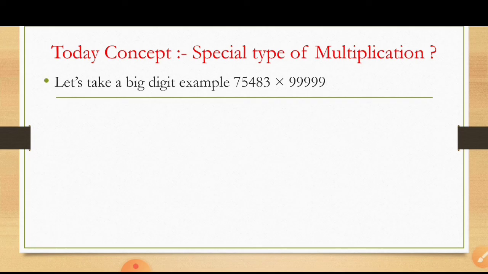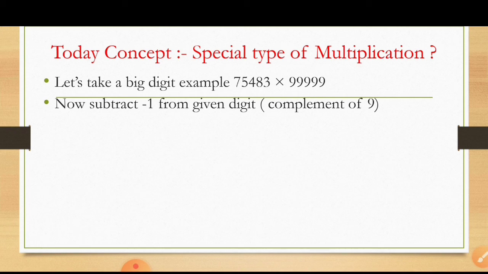Means 99,999, and here 75,483 into 99,999. Now subtract 1 from the given number, and you have to apply the complement of 9 here. Now 7, 5, 4, 8 and 2.